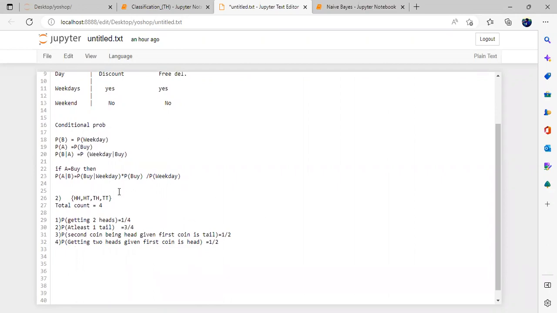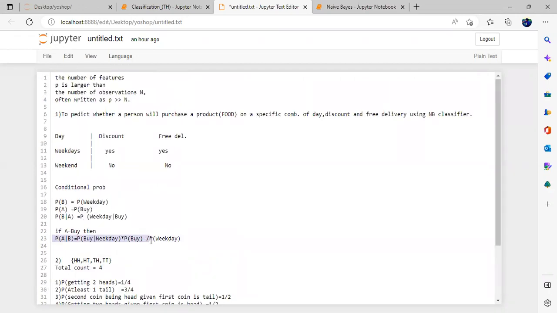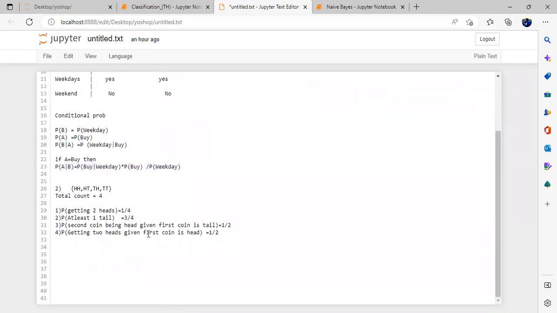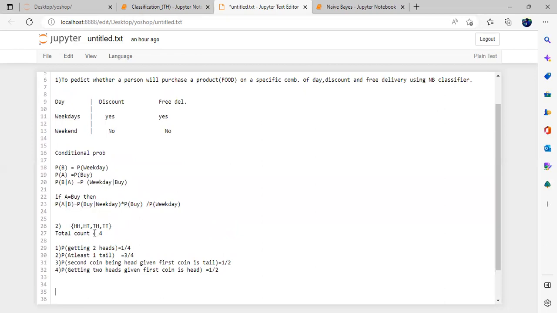If you add this value in this formula, you will get the output of the conditional probability, and the output will be based on the most probable value. So naive Bayes totally works on a hypothesis: we don't know which is correct, but we assume that this may be correct. The main idea of naive Bayes is that it works on hypothesis.